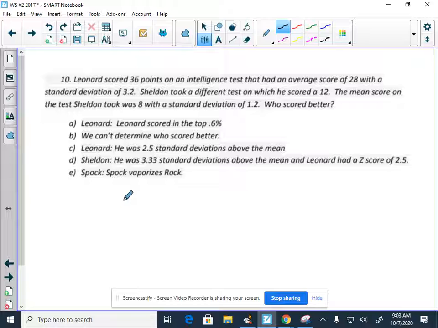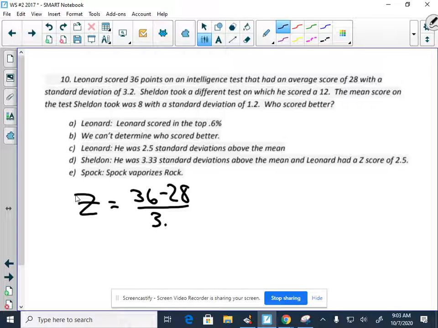Okay, so this one, we just have to make a couple z-scores. Sorry about that one. Leonard scored 36 points on an intelligence test that had an average of 28 with a standard deviation of 3.2. So, figure out that z-score for me. Sheldon did a 12, and the mean was 8, and the standard deviation of 1.2.